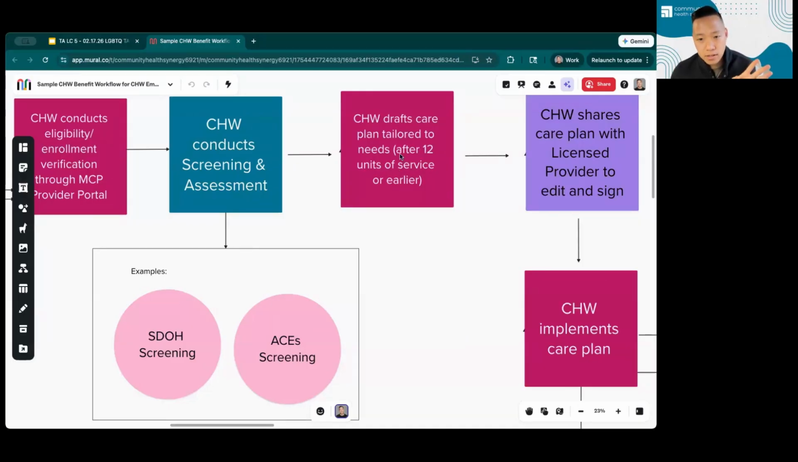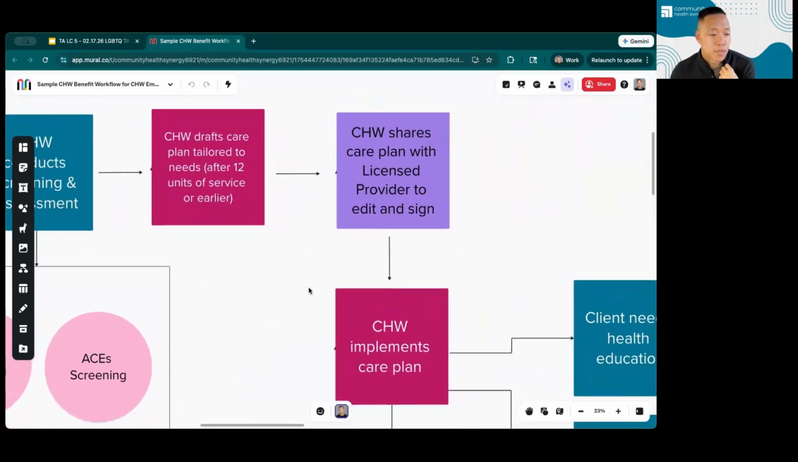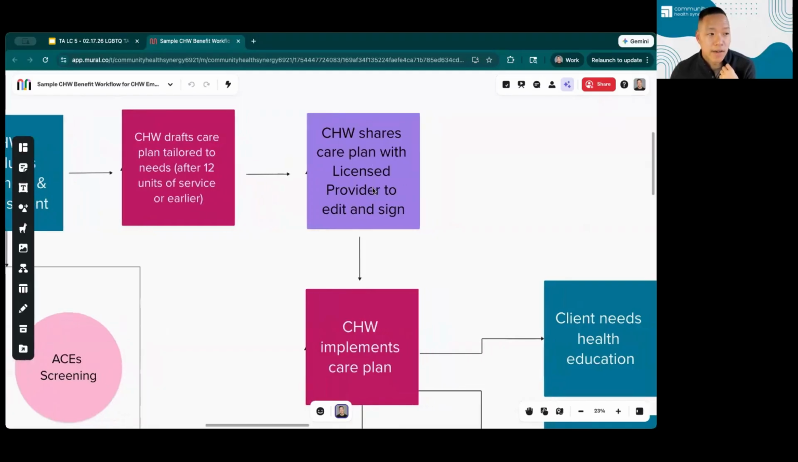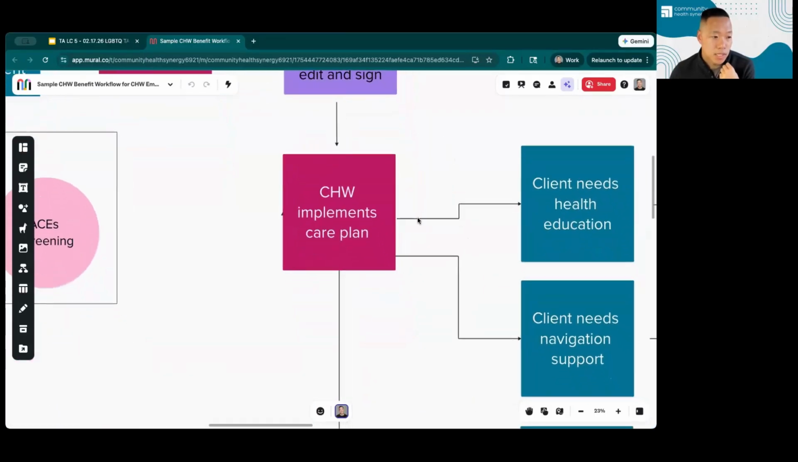Even though this is not required until after 12 units of service, after 6 hours, it doesn't hurt to draft a care plan, just documenting what their risk factors are and what their required services are. Is it to address a behavioral health issue, chronic condition, or maybe they need navigation. And then the CHW can later on, especially after 12 units, share that with the licensed provider to edit and sign. And then you would implement the care plan.